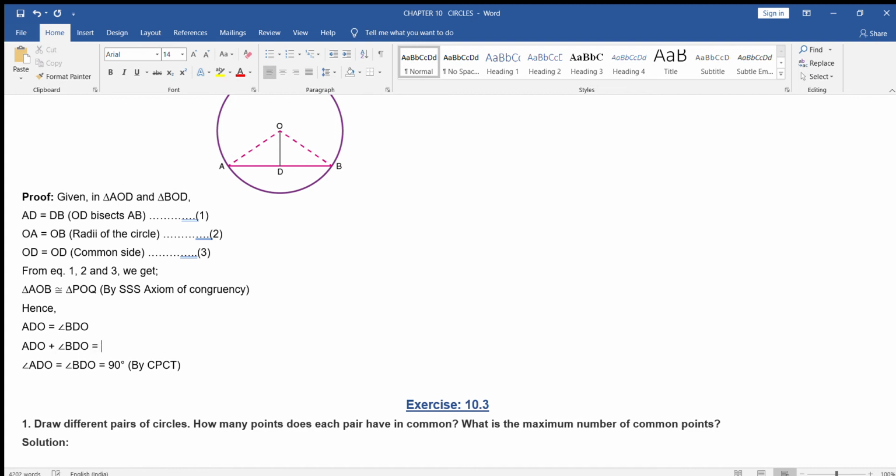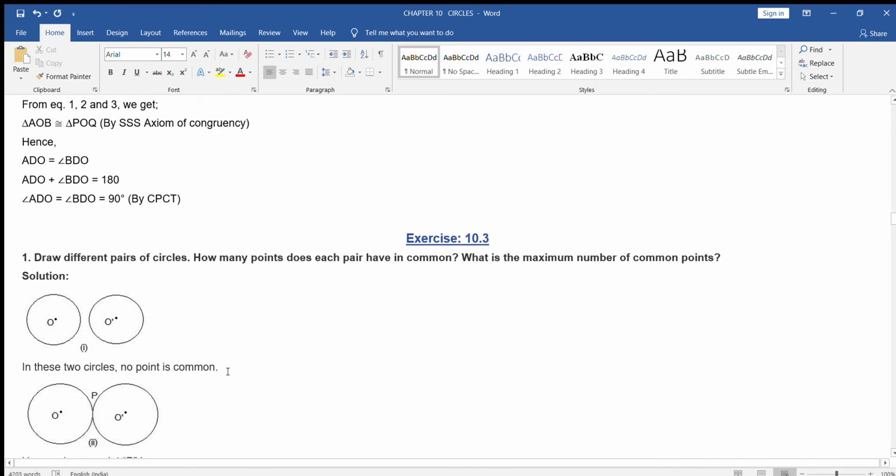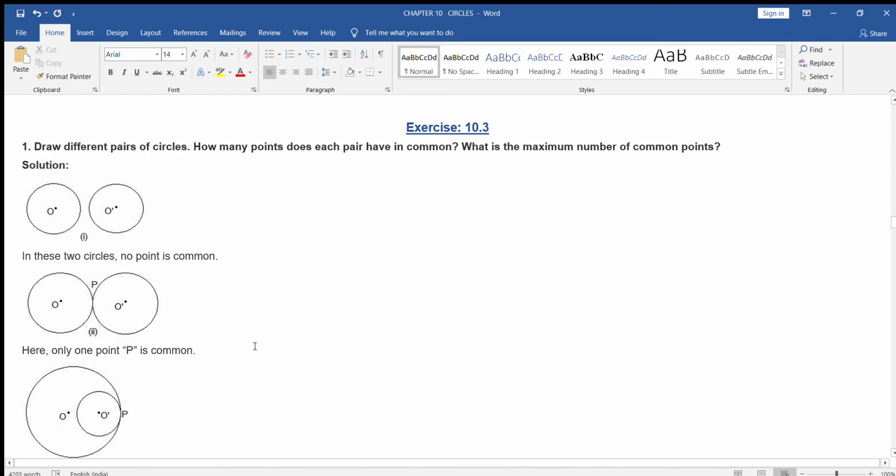Their sum is 180, and since both angles are equal, the value of each is 90. So here we have proved it. Now we will utilize these in our exercise, that is exercise 10.3. See the first question of exercise 10.3.